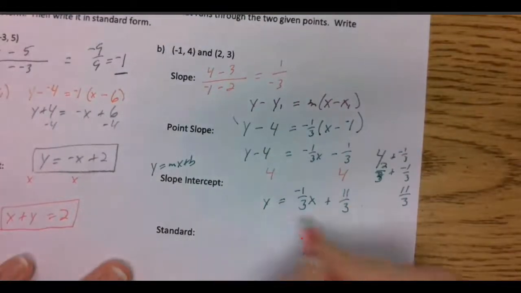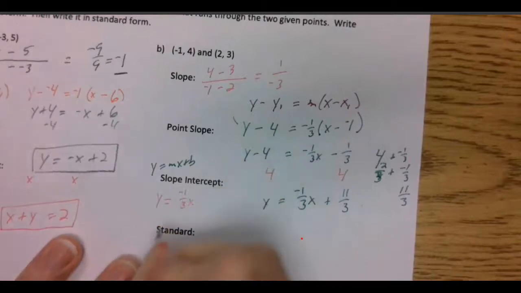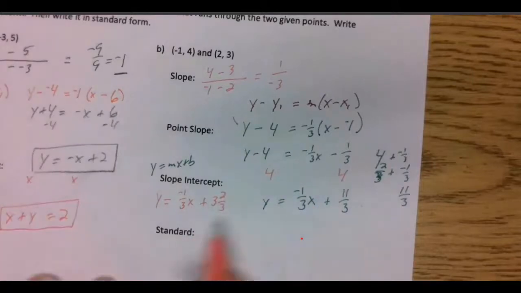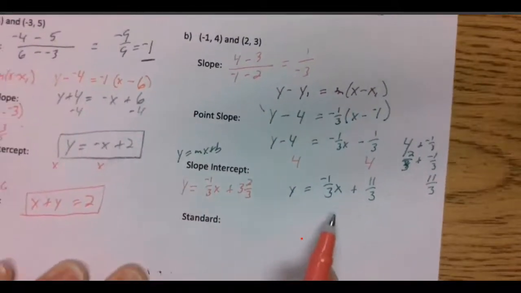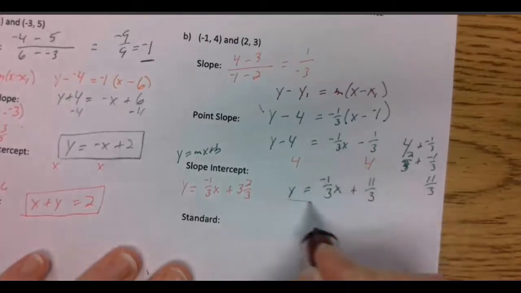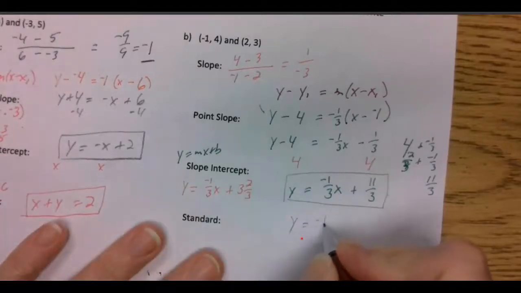So here's slope-intercept form. Of course, that's the same as y is equal to negative 1/3 x plus 3 2/3. These are both the answer. But if I want standard form, I'm going to have to get rid of that fraction. So that's slope-intercept. In order to get rid of that fraction, I'm going to rewrite it so I can see what I'm working with.